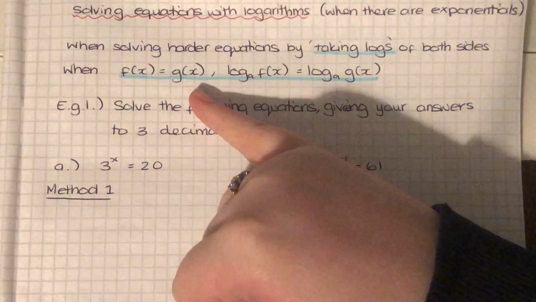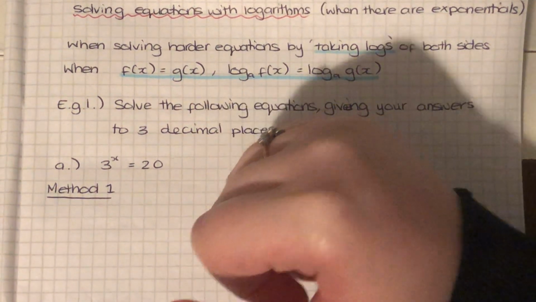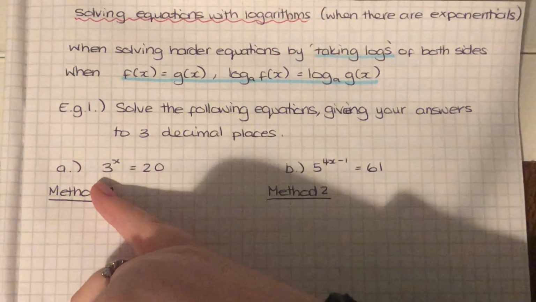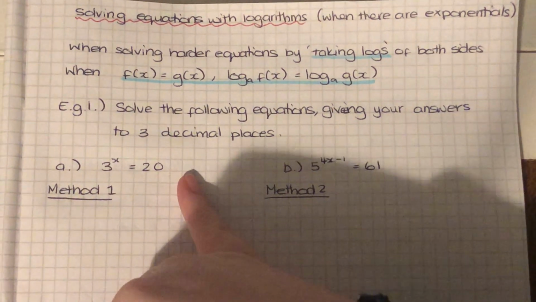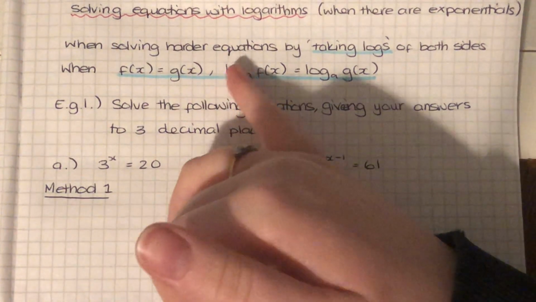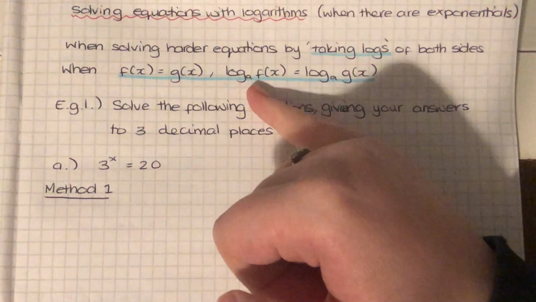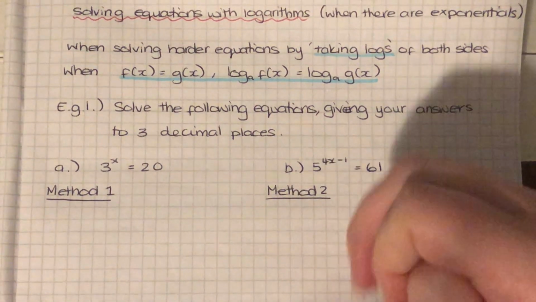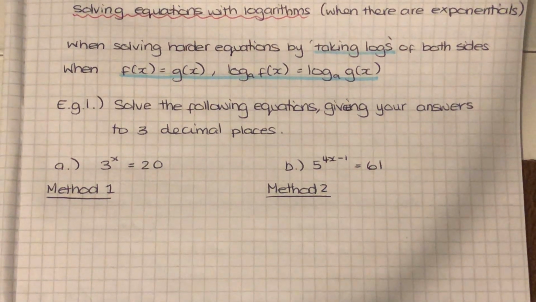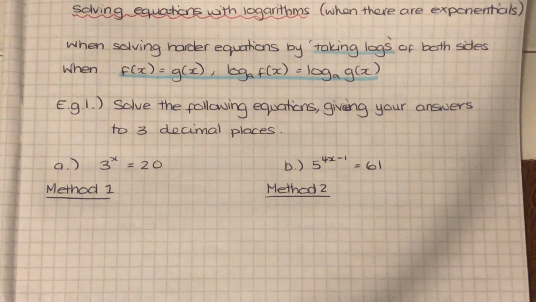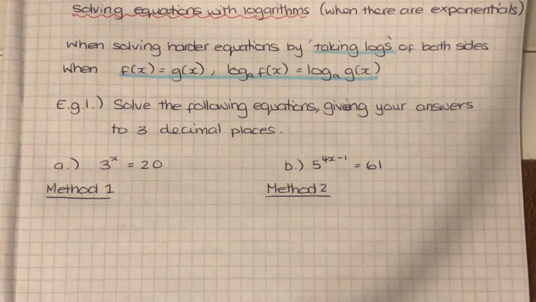So if you have f of x and g of x, these are just two different functions. For example, for this one, f of x would be 3 to the power of x and g of x would be 20. They don't always need to have x's on both sides. But if we take logs of both sides, making sure that the base numbers, the little a's, are the same, they are also equal. So we can use this rule where we take logs of both sides to then solve the equations. Now, I've got two different methods, method 1 and method 2.